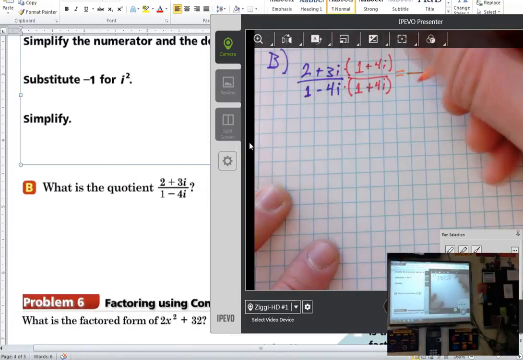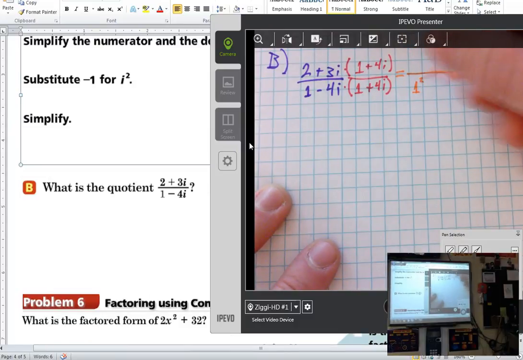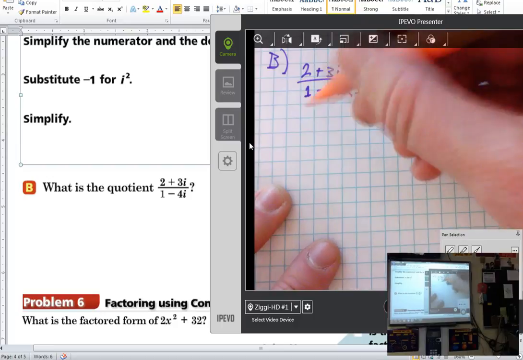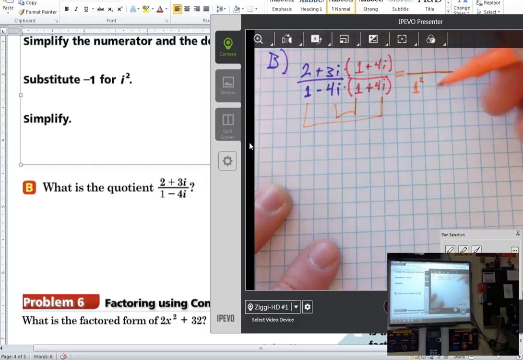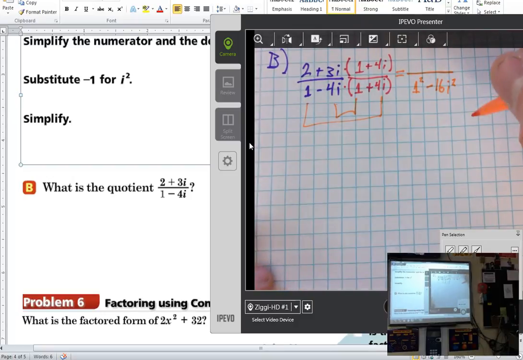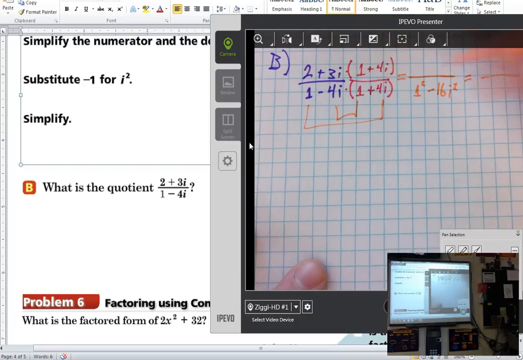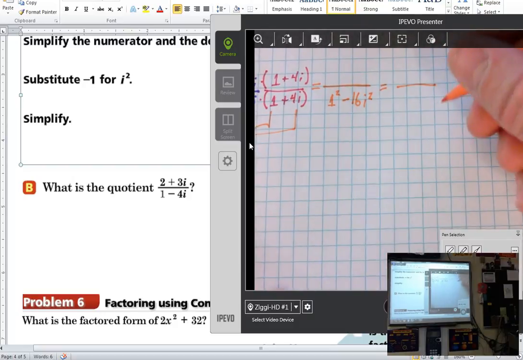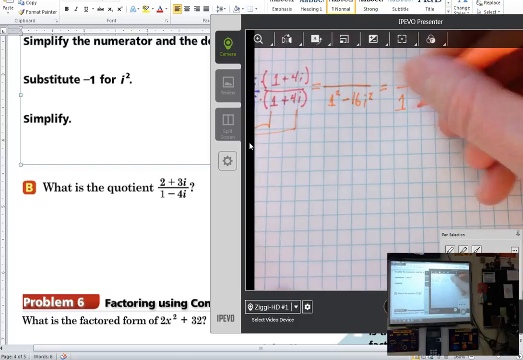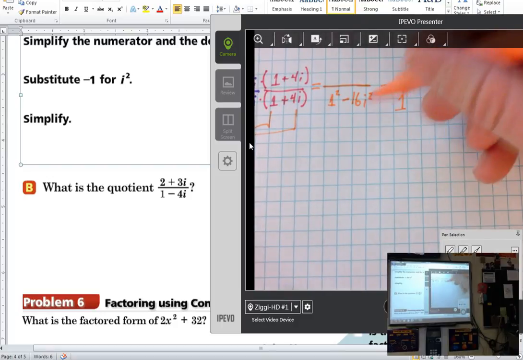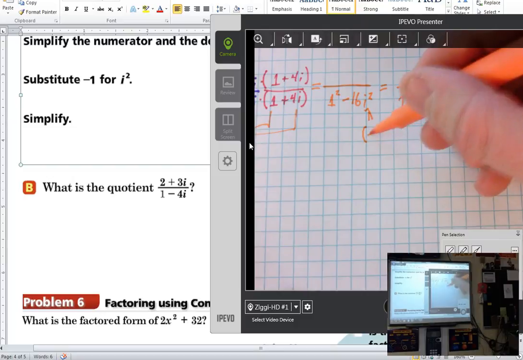So, my denominator, the point of this is so that I get 1 squared, which in this case will just be 1. The b terms cancel each other out, and then we get negative 16i squared, which will be very nice. We'll deal with the numerator in a second, because that will become 1. i squared becomes negative 1.